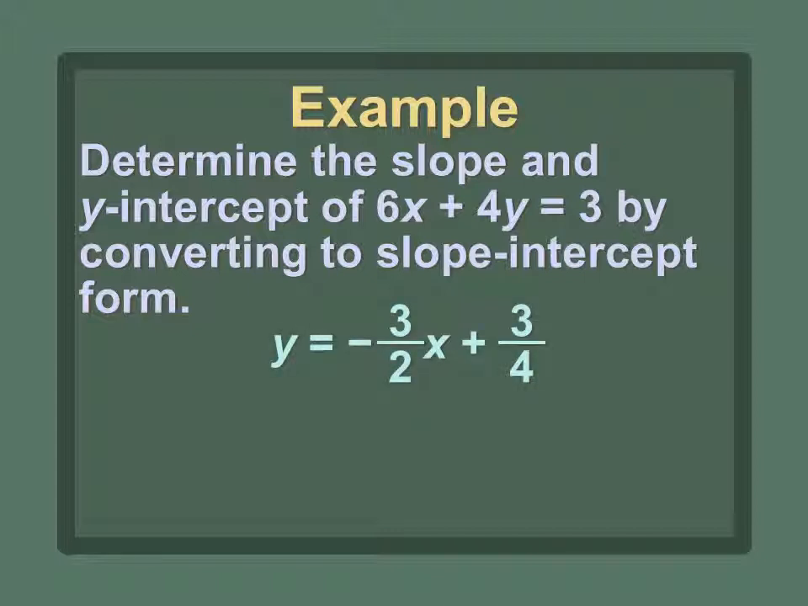If you converted right, you should have gotten y equals -3/2 x plus 3/4. Again, you would have had to solve for y by first subtracting the 6x and then dividing everything by 4. So you would have gotten y equals -3/2 x plus 3/4, which means that our y-intercept is (0, 3/4), and our slope is -3/2.